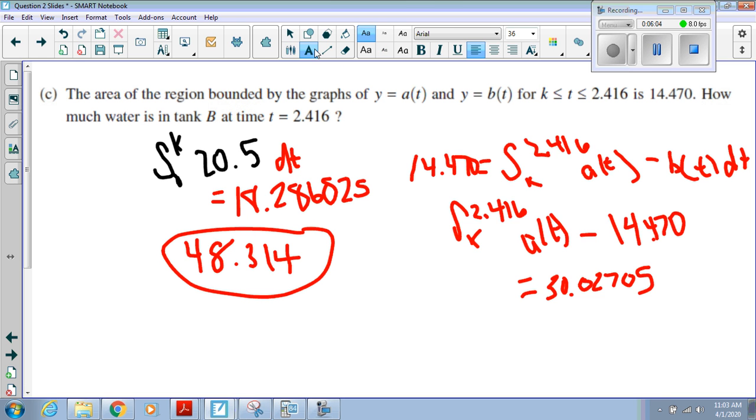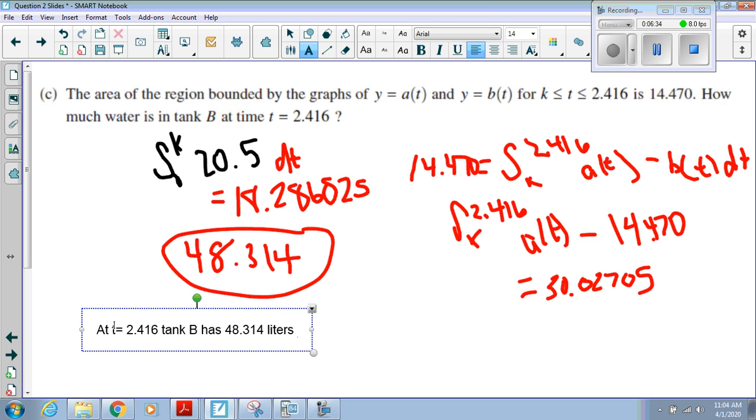So if I was writing out my answer, I would say at t equals 2.416, tank B has 48.314 liters. At time t, tank B contains, sorry. And that would be my answer.